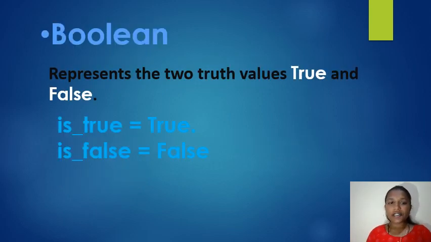Third is the Boolean data type. Boolean represents the two truth values of true and false. is_true is equal to True. is_false is equal to False. This is an example for the Boolean data type.